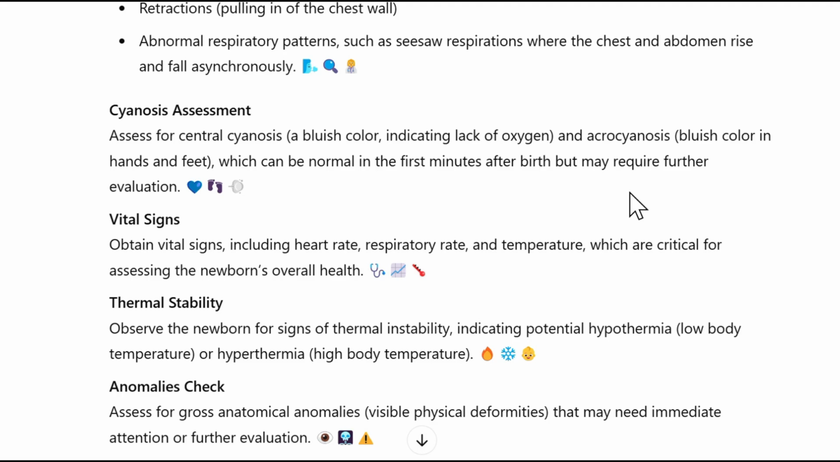Cyanosis assessment. Assess for central cyanosis, a bluish color indicating lack of oxygen, and acrocyanosis, bluish color in hands and feet, which can be normal in the first minutes after birth but may require further evaluation.